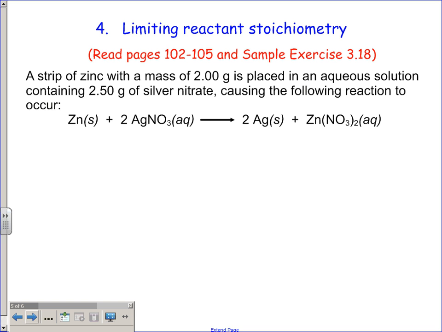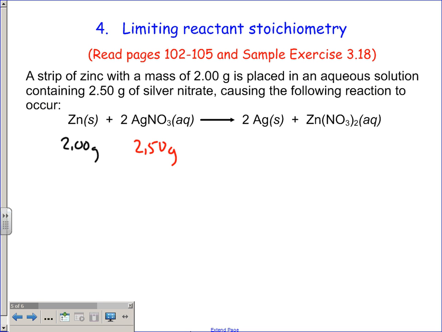Second thing I see is notice it says you have 2.00 grams of zinc and it says you have 2.50 grams of silver nitrate. When you see you have the masses of both reactants, another trigger should kick in here, and you got to know this is a limiting reactant problem. You can't just take one of these masses and figure out what's going on because one of these two numbers is actually a meaningless number.